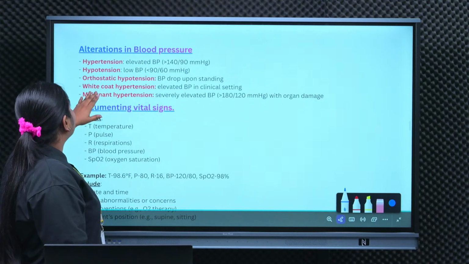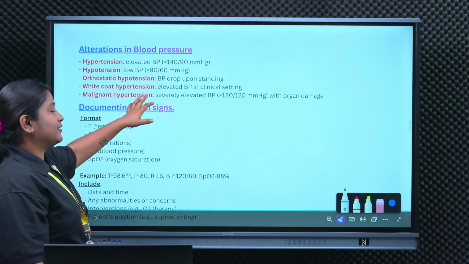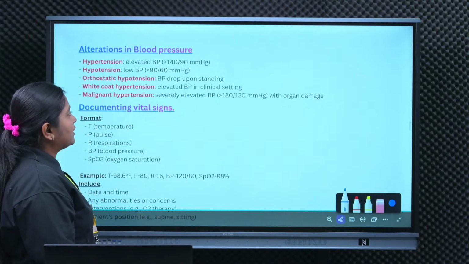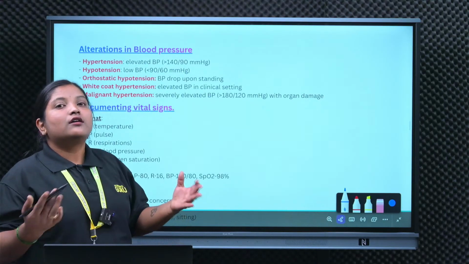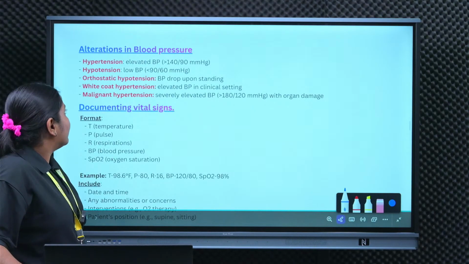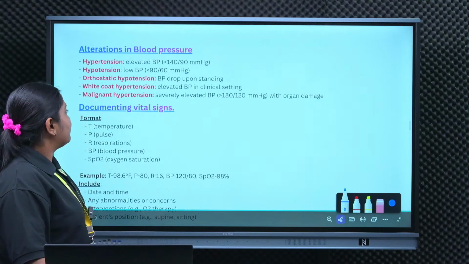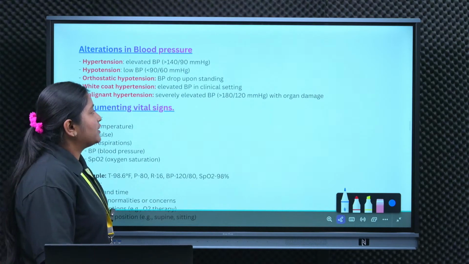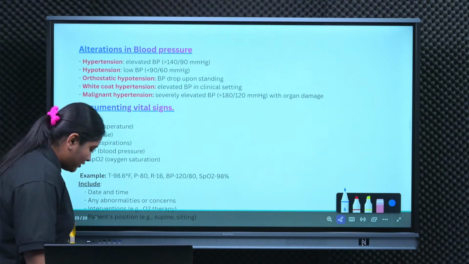Next one is white coat hypertension, elevated BP in a clinical setting. While seeing the doctor itself, the BP rises. That is what we call white coat hypertension. Then malignant hypertension, severely elevated blood pressure, about 180 by 120 mm Hg with organ damage. So that is malignant hypertension.